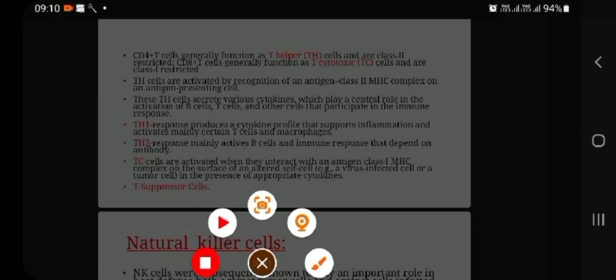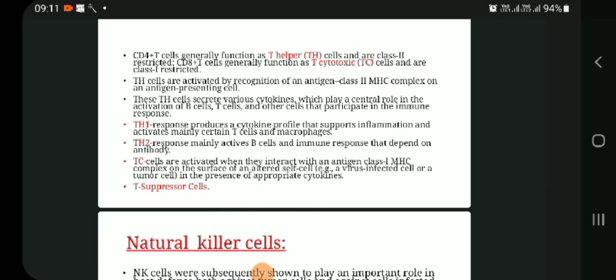So now we have seen earlier that when an antigen is encountered by any type of cell, then and there it will get activated. So T helper cells are activated by recognition of the antigen with class 2 MHC complex on the antigen presenting cells. Means what? The class 2 MHC complex plus the antigen presenting cell plus antigen, this whole complex will be recognized by the T helper cells, and in that way the T helper cells will get activated.